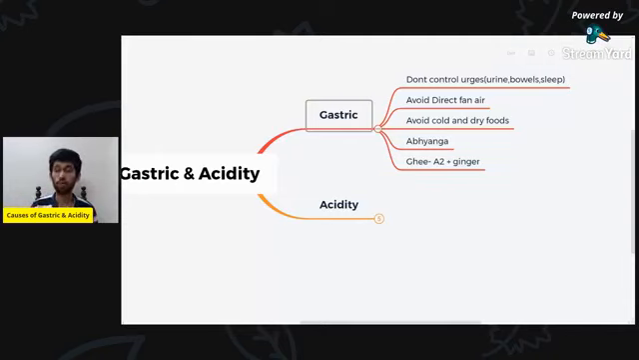Now the problem is, due to our busy lifestyles, we control the urges of urine, bowels, or sleep. All these three throw vata out of balance. So if you control your urine urge, your bowel urge, or your sleep urge, it easily destroys your vata, and the air component keeps going into places where it should not go, starts causing issues, and gets lodged everywhere, including in your stomach.